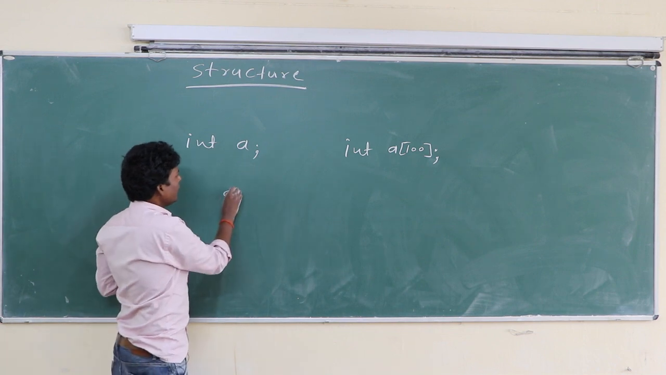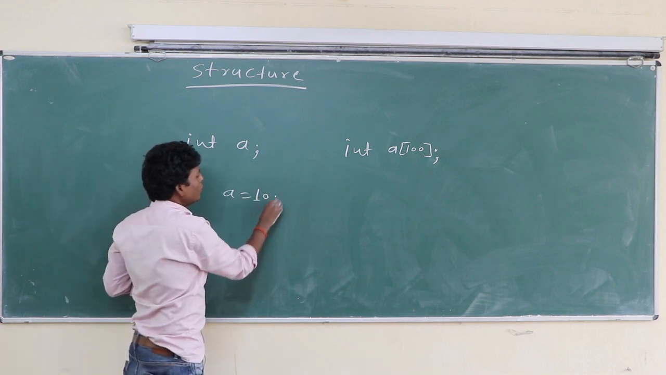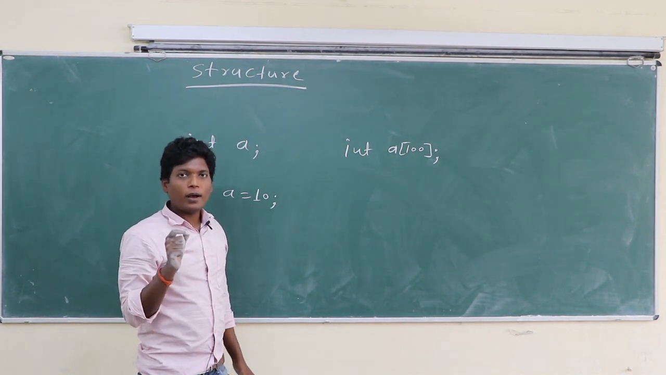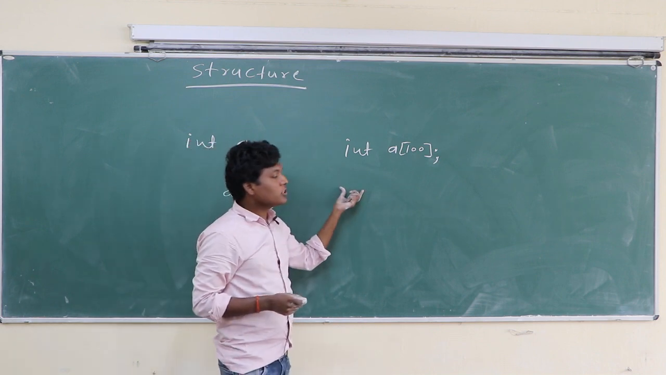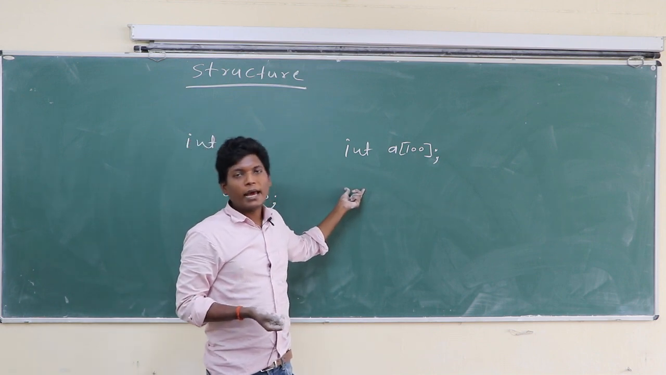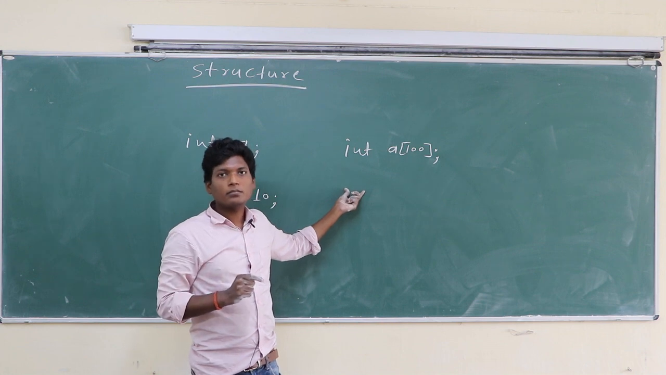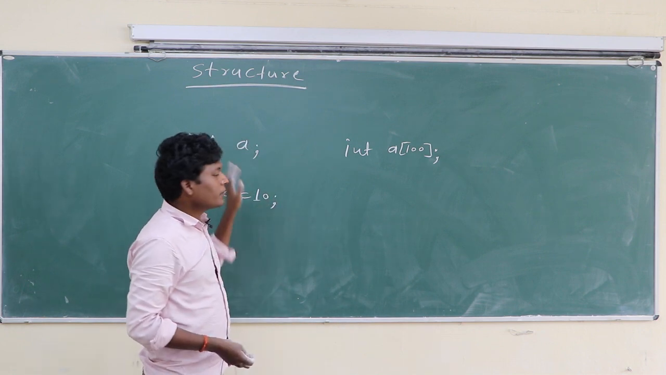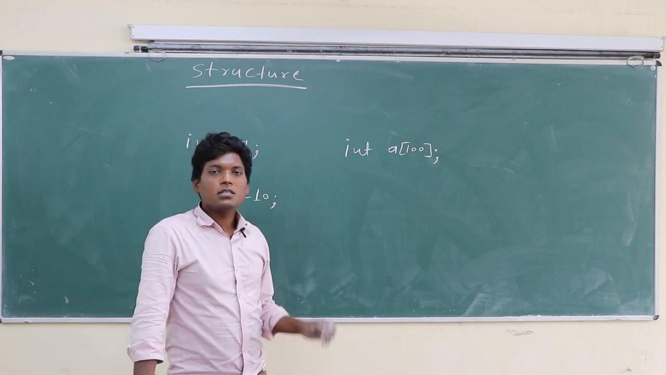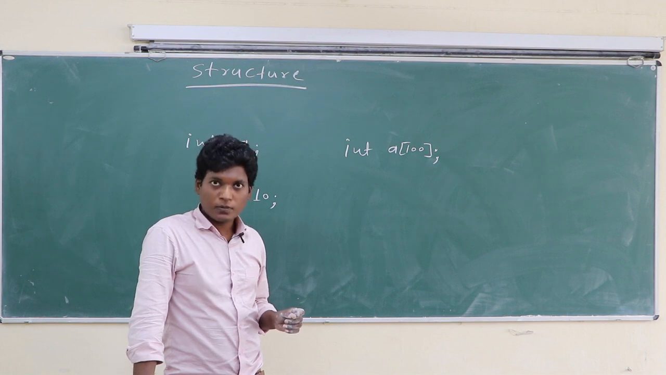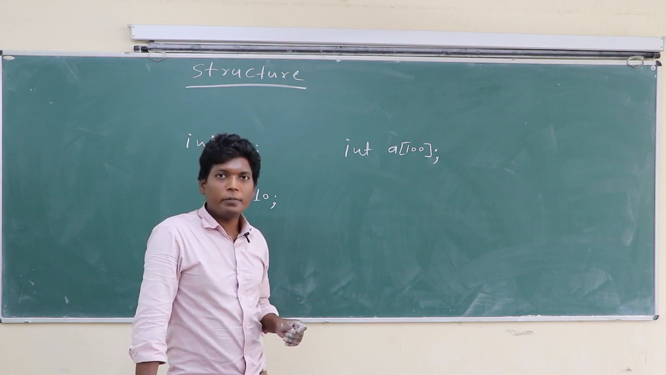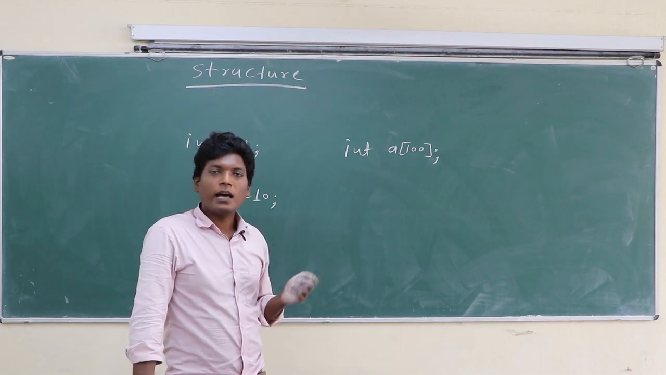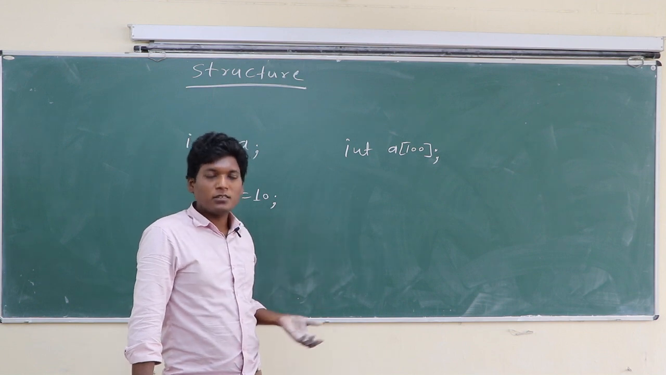Class, this a can store one value at a time. A variable can store a single value at a time. An array can store multiple values at a time, but of the same type. Okay, so there is a limitation in both concepts. A variable can store a single element at a time. This is the limitation of a variable. An array can store multiple elements. This is the advantage of array over the variable.